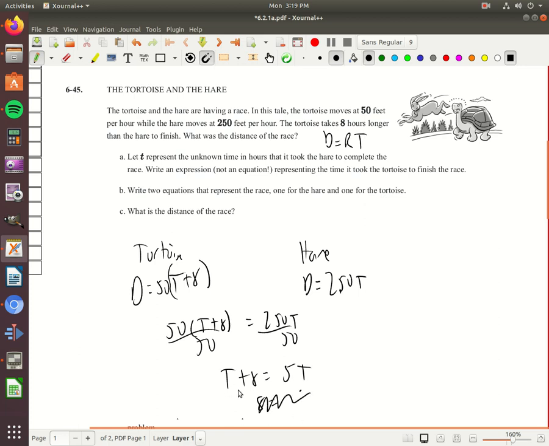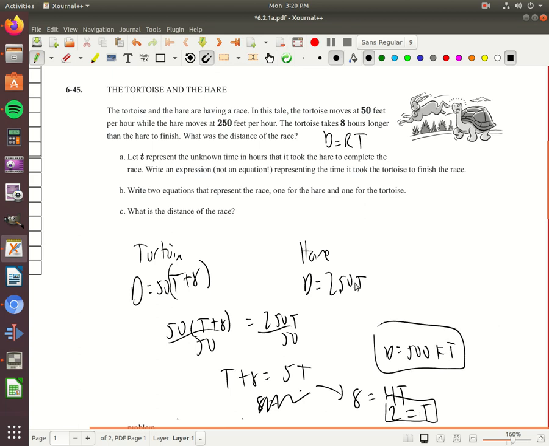So at this point, I can subtract t, and I will get 8 equals 4t. So divide by 4, 2 equals time. So time is 2. If I plug 2 in here, 2 plus 8 is 10. 10 times 50 is 500. So the distance is 500 feet. And again, same thing over here. I want to plug 2 in and I want to make sure I get 500, and I do. So the distance of the race is 500 feet. The hare took 2 hours, but the tortoise took 10.